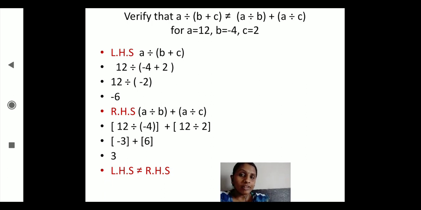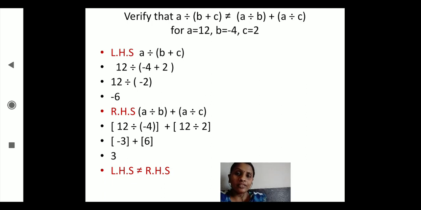A is equal to 12, b is equal to -4 and c is equal to 2. Our left hand side is a divided by (b plus c). So we will write down the values of a, b and c in place of a, b, c. In place of a we will write 12, in place of b we will write -4, in place of c we will write 2. So now our equation is 12 divided by (-4 plus 2).